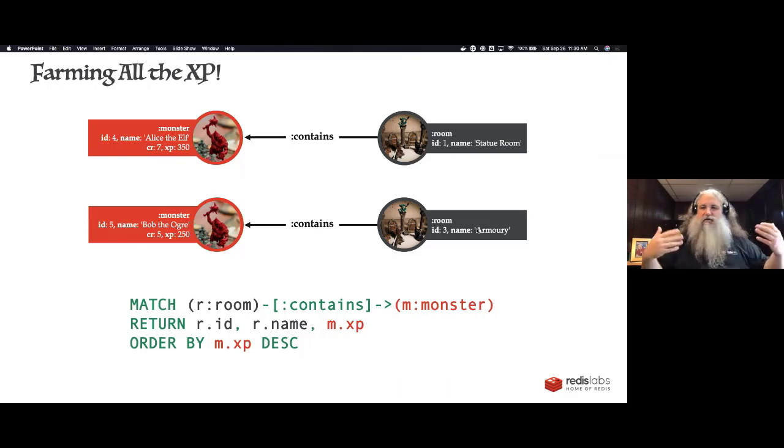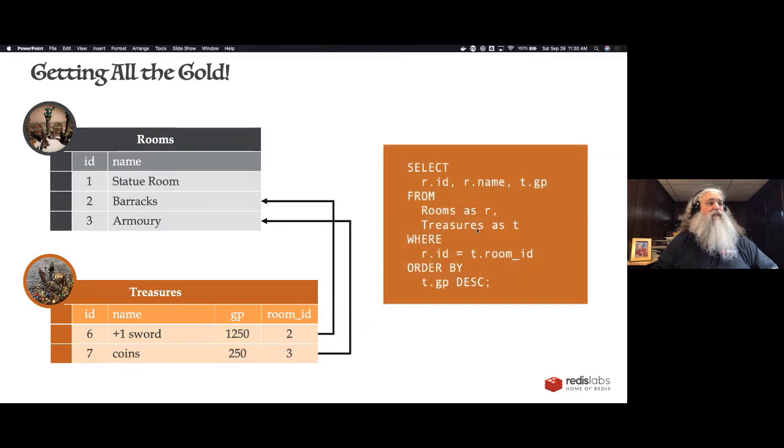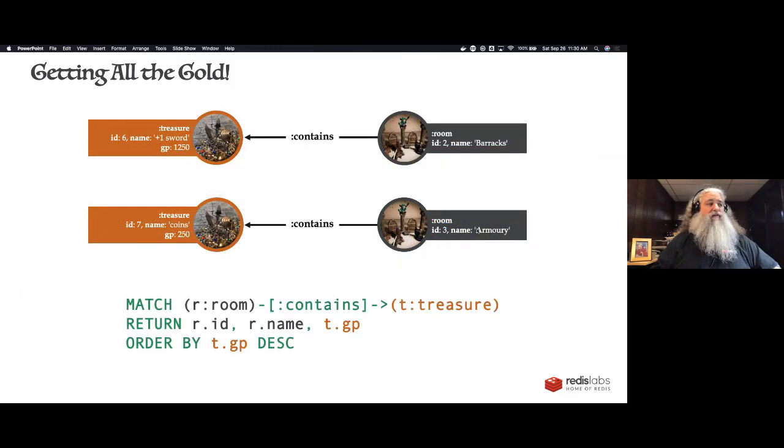And then we can return those same properties just like we did in SQL and order them the same way that we did with the SQL. But now we can farm all the XP from a graph. And it's the same for getting the gold. When you maximize your gold, you use a very similar select statement, very similar join, and very similar order by, descending so that the high gold piece rooms float to the top. And the graph query is going to look very similar, except instead of monsters, now we're looking for treasure. So these are comparable operations.